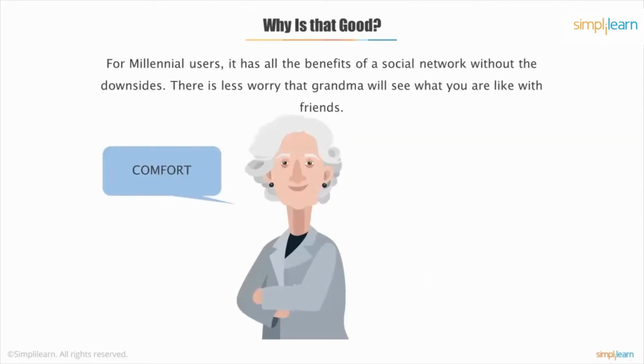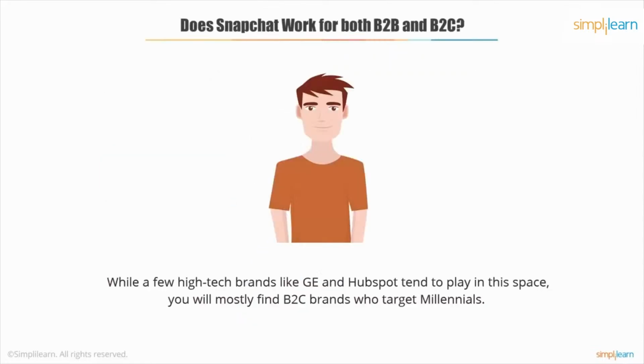The reason that's such a selling point for the millennial crowd is that it has all the benefits of a social network, connecting with your friends, engaging with them, seeing what's going on in their life. But it's missing the grandma effect. There's less worry that your mom or your grandmother will see what you're like with your friends. So it's comforting for them. They feel like they can be more real and more true to who they are. Whereas on other social channels, they feel like they have to be a little more careful and put up a more polished front or a more polished image. Now, we need to understand that from that side, it's going to impact both what types of businesses are going to use it and how it's going to be a fit for them.